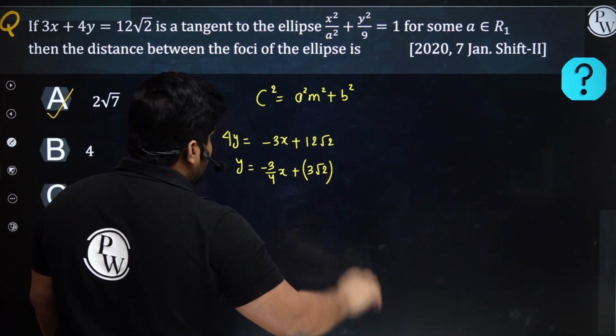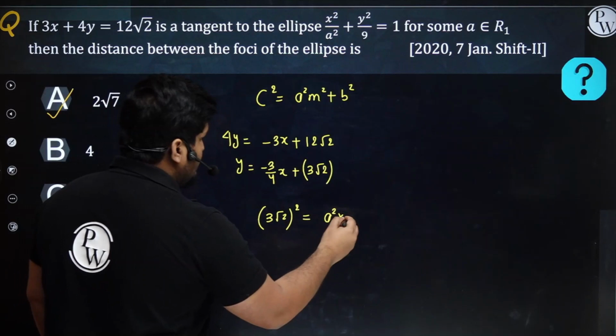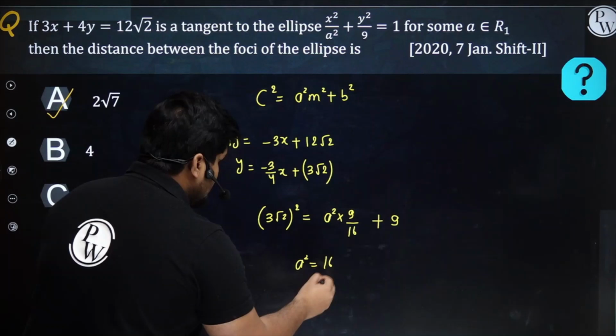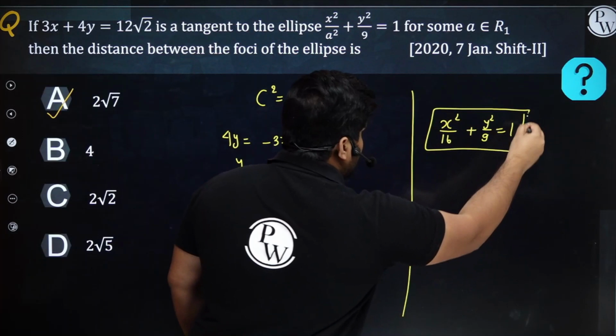So c square, 3 root 2 square, is equal to a square m square plus b square. m is 3 by 4, so m square is 9 by 16. What is b square? b square is 9. So that's it. 3 root 2 square is 18, minus 9, so a square is 16. We got a square 16. So the equation of the ellipse is x square by 16 plus y square by 9 equal to 1. This is the equation of the ellipse. What else do we want? Distance between foci is 2ae.